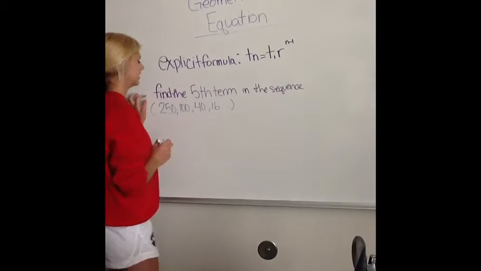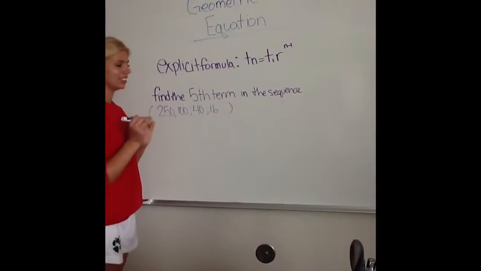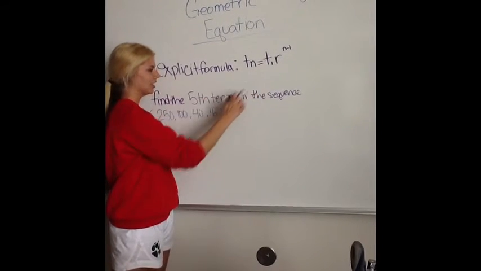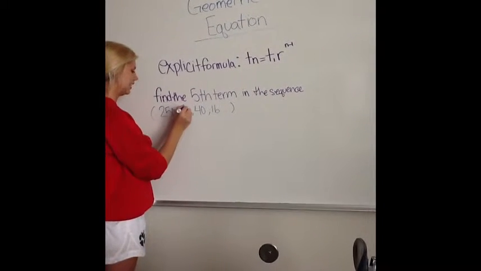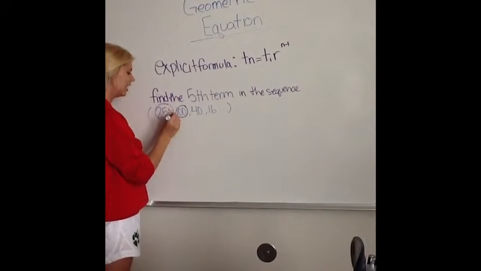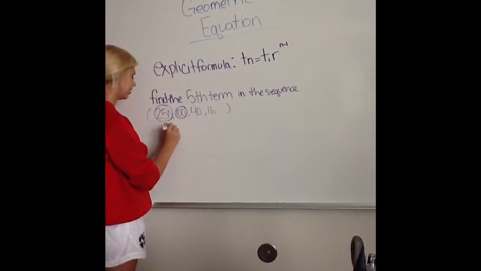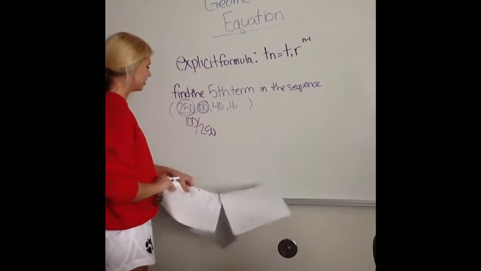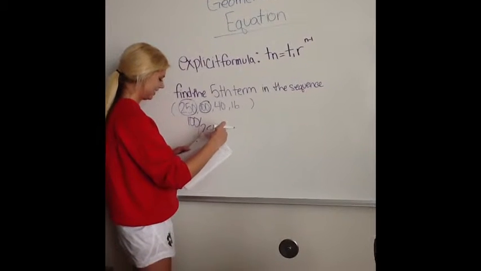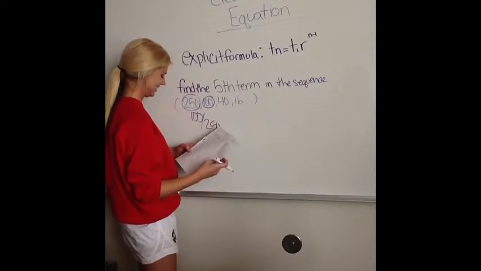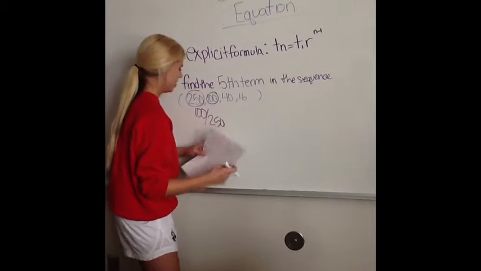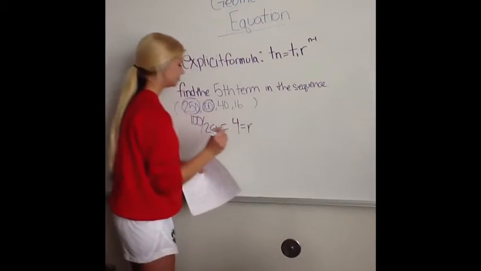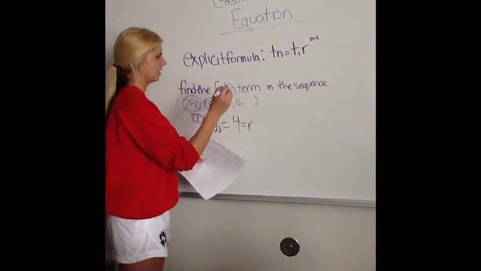So for this problem, it's telling us to find the fifth term in the sequence. To find the fifth term, you have to start by finding R, which you do by taking term 2 and term 1 and dividing them. So it would be 100 divided by 250, which is 0.4. So that equals R.